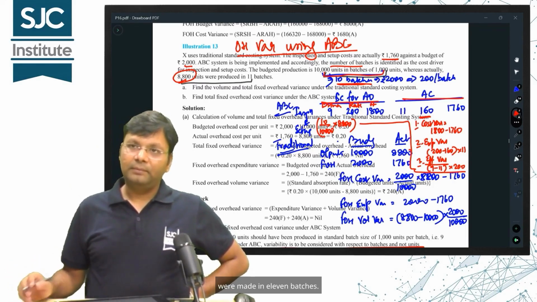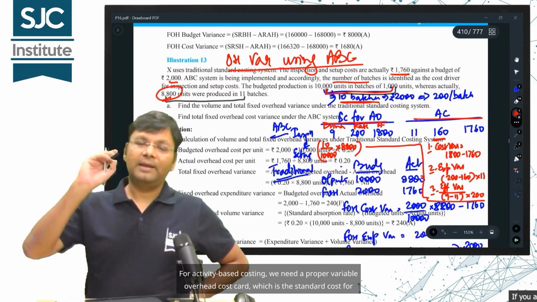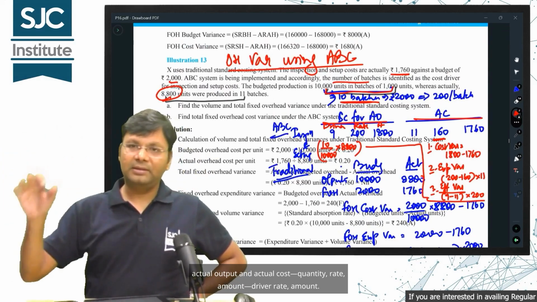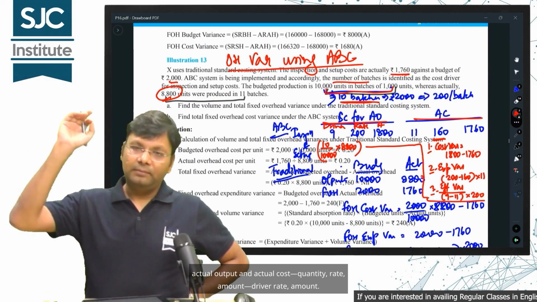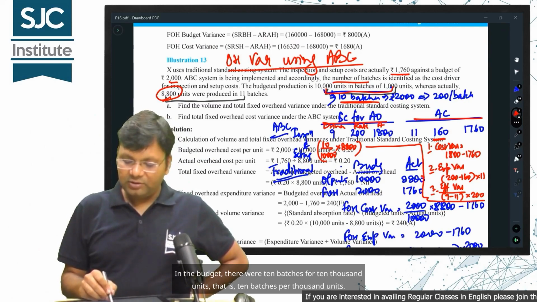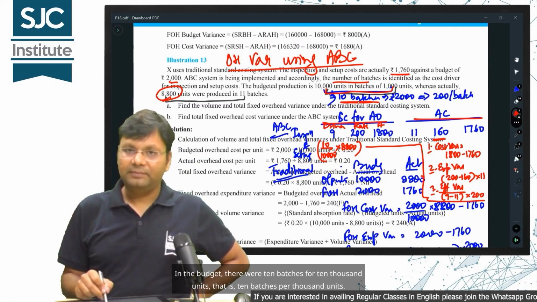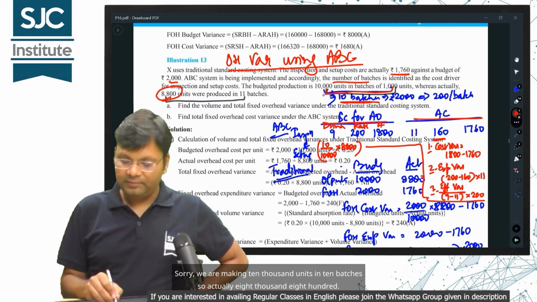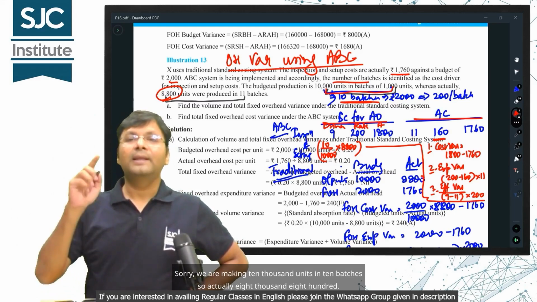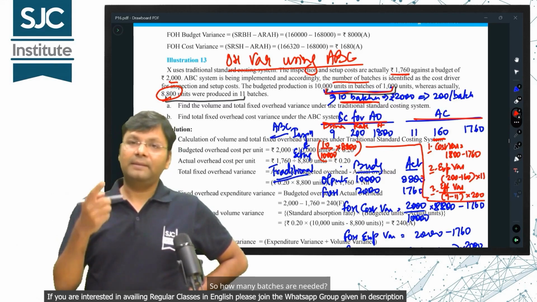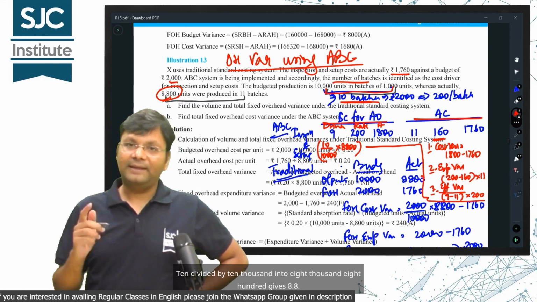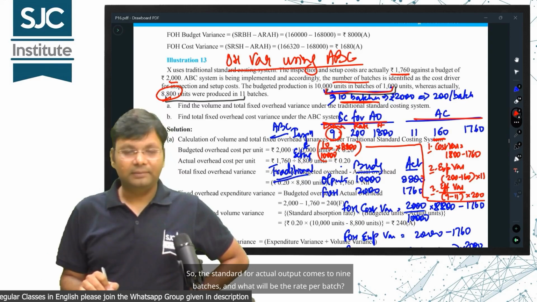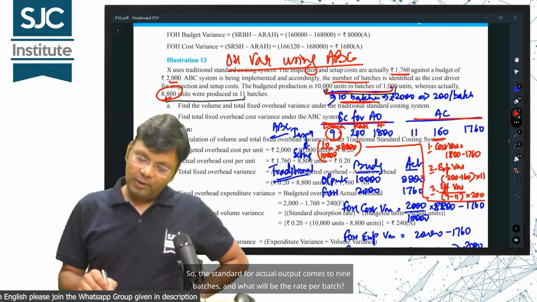For activity-based costing, we need a proper variable overhead cost card, which has the standard cost for actual output and the actual cost: quantity, rate, amount, driver rate, amount. In the budget, there were 10 batches for 10,000 units, that is 1,000 units per batch. How many units are we making? Actually 8,800. So how many batches are needed? 10 divided by 10,000 into 8,800 gives 8.8. It comes to 8.8 batches, but since that's not possible, we'll say 9 batches. So the standard for actual output comes to 9 batches, and what will be the rate per batch?